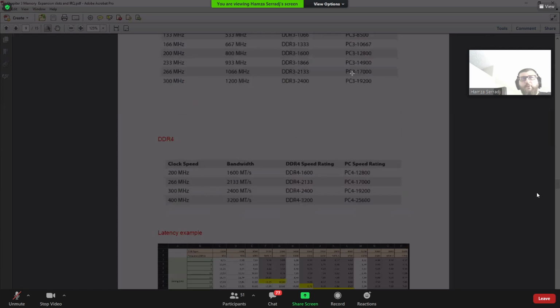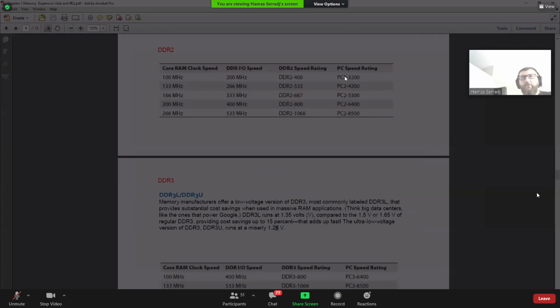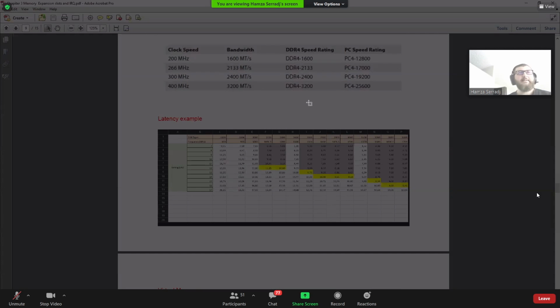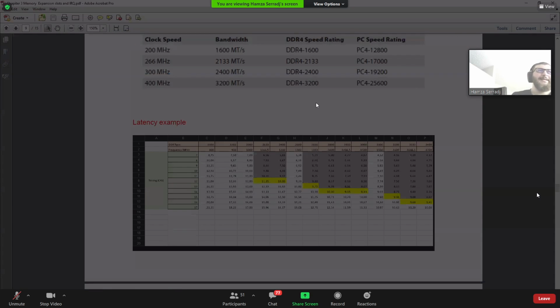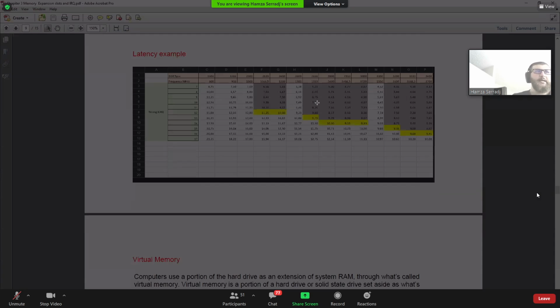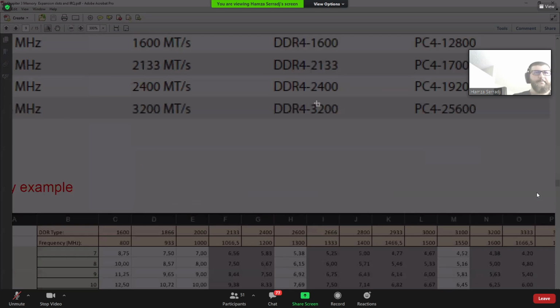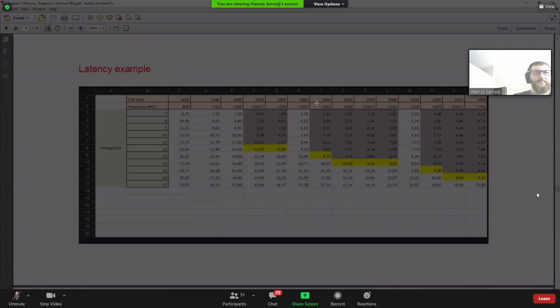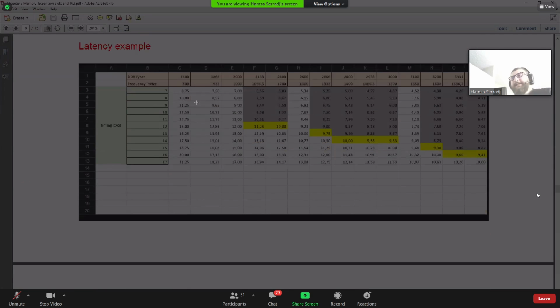Mentioned as PC4 here, as PC3 for DDR3, and as PC2 for DDR2. Latency. We call it CAS latency, right? CAS latency. Latency is the time between when we send a request to the RAM for some location and when this data is already available on the bus, right? So it's coming. This time in between is what we call latency, and it's really important.